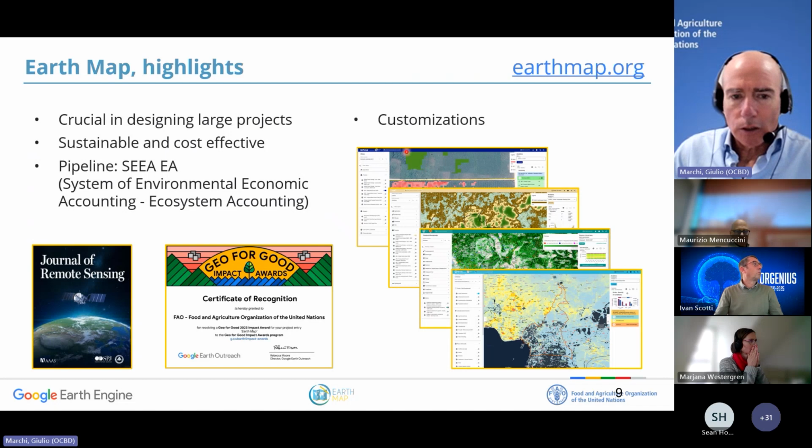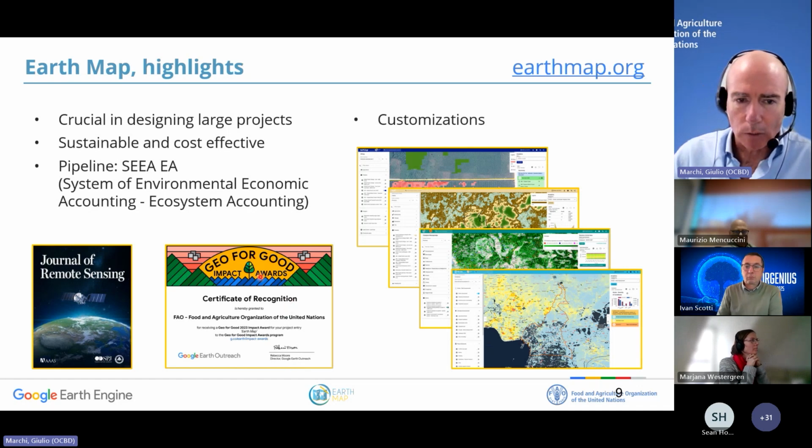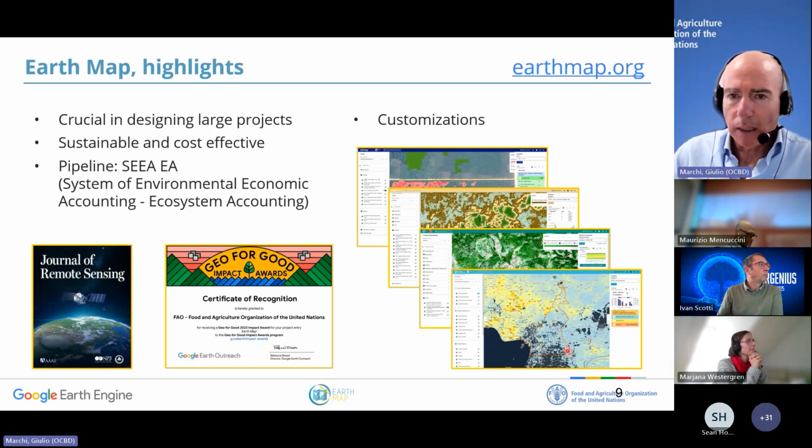Just a few months ago, we received from Google this Impact Award, because we were channeling so many people to Earth Engine with just a few clicks, since many users, even the experienced ones, sometimes prefer to do a couple of clicks rather than write a full code for their own purpose. We also published the methodology of EarthMap in the Journal of Remote Sensing, and right now we are pretty busy with several customizations of the portal for specific activities.